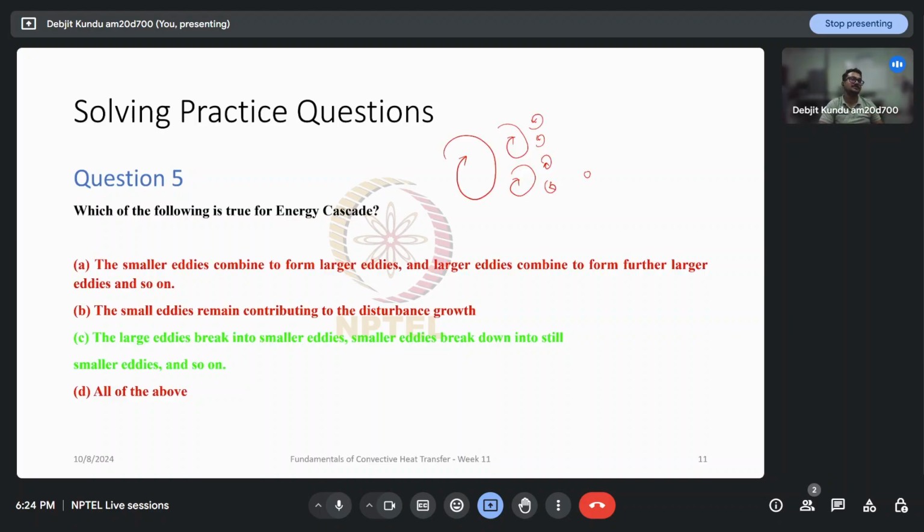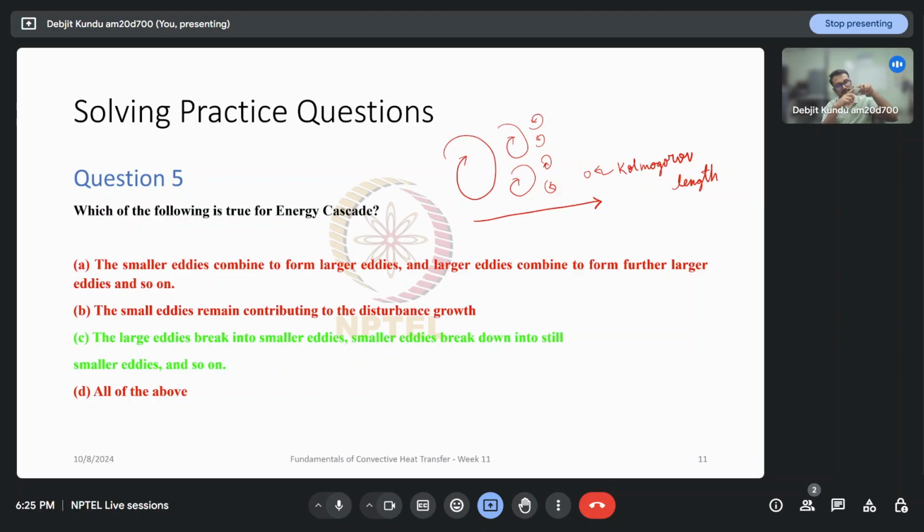It's actually option C. The large eddies break into smaller eddies, and smaller eddies break down into still smaller eddies, and so on. So as you can see in this figure, this is the direction of the phenomenology of turbulence. So bigger eddies break up into smaller ones, and they keep breaking up into subsequently smaller and smaller eddies. And the smallest eddy which can form is of the length known as the Kolmogorov length scale. And beyond this, they just dissipate away into heat.